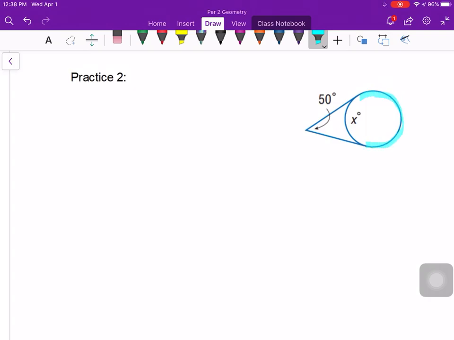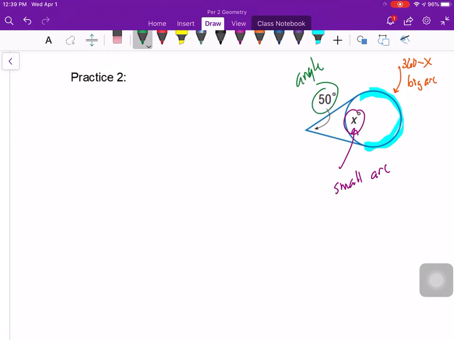Another practice one. Now in this practice one, we have 2 tangents, but they didn't give us this arc out here. That's okay. We can represent that arc. That's going to be 360 full circle minus x. And that's going to be the big arc. This one is the small arc. And this is the angle. So I'm going to have 50 equals 1/2, and then 360 minus x minus the x.